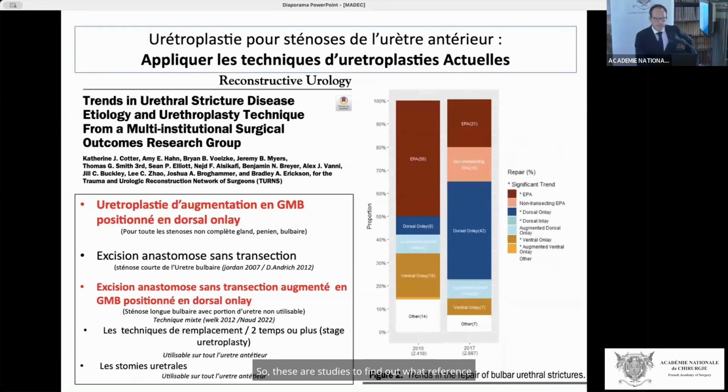So these are studies to find out what reference centers are mainly using as a technique at the moment to perform anterior urethral repairs. So the main technique is augmentation urethroplasty with a buccal mucosa graft positioned as a dorsal onlay, as I showed you earlier. There are excision anastomosis techniques, obviously, which come in second place. And then there are mixed excision anastomosis techniques with a graft that are used.